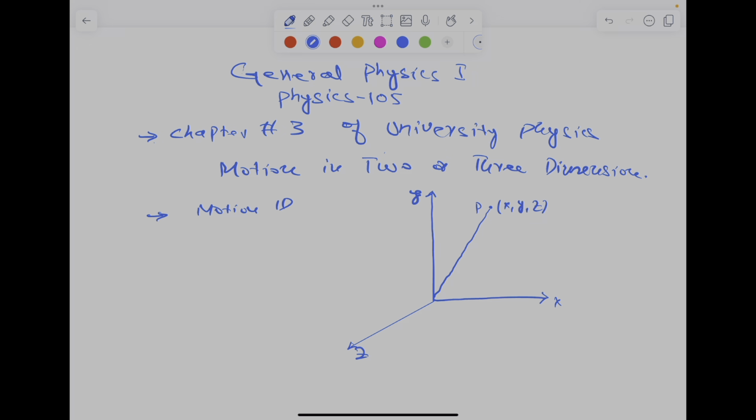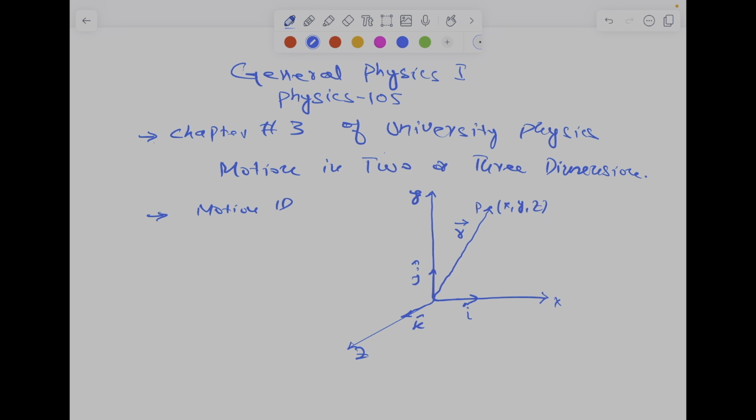And the line joining the origin to that point is your position vector r. Okay, this is your position vector r. You can go along x, along y, and along z. Along x, you have the unit vector i. Along y, you have unit vector j. Along z, you have unit vector k.